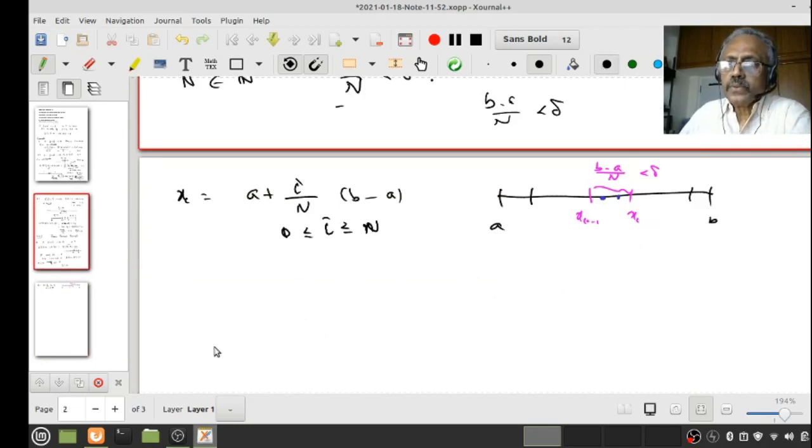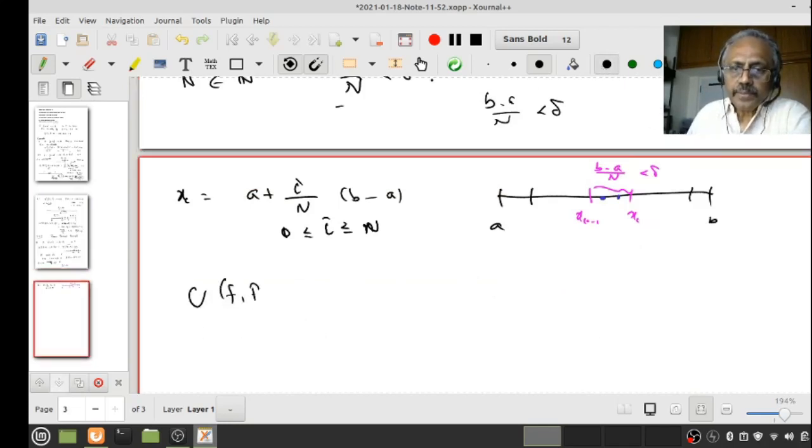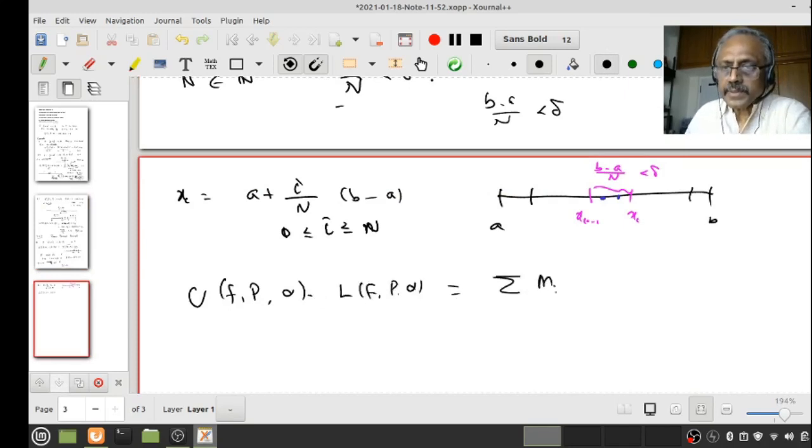Therefore I have U(P, alpha) minus L(P, alpha) equal to the summation of (Mi minus mi) into (alpha(b) minus alpha(a)), i equal to 1 to n. Okay, so for which partition? For the partition such that [a, b] is split into subintervals of equal length.